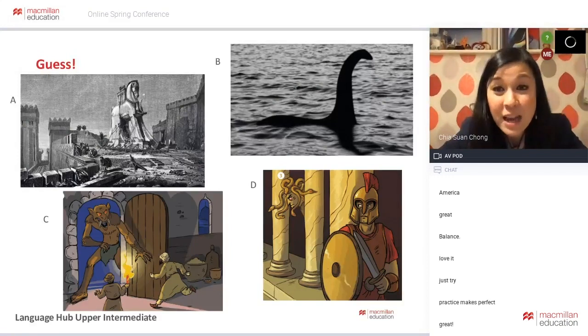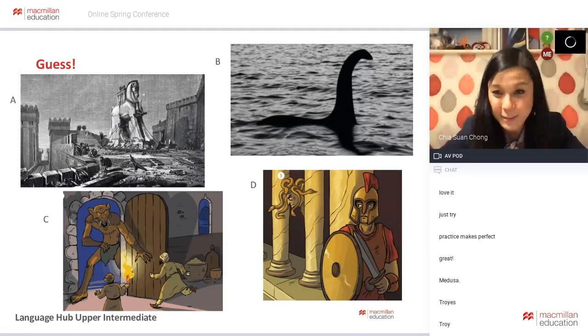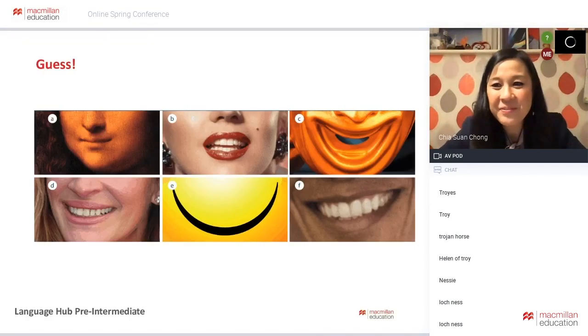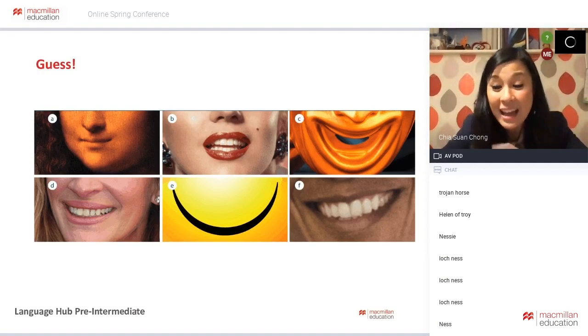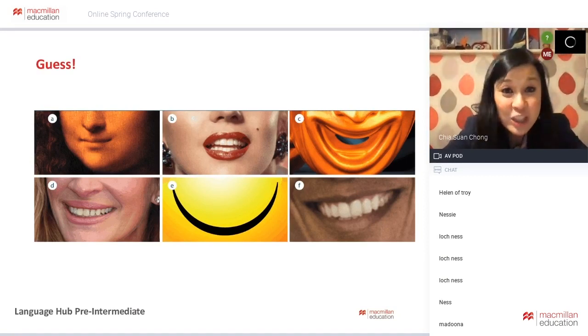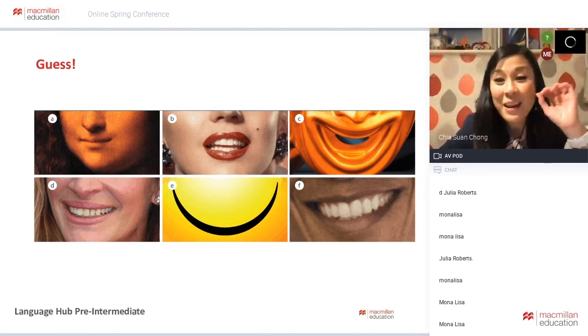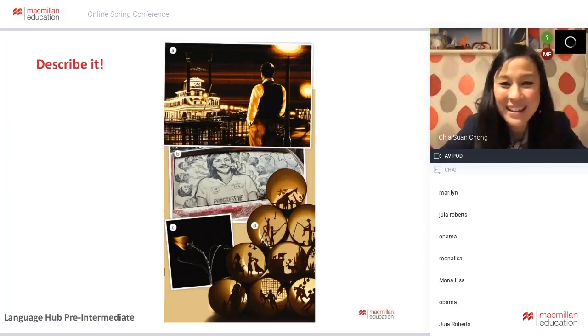And I know I'm running out of time, so I'm not going to make you guess them, but some of you've already got it. Medusa, absolutely. Troy, okay. Absolutely. You got Sinbad there. And Loch Ness. Here's another one from pre-intermediate. Guess whose smiles are these? Isn't it weird that I can actually guess who these people are without even checking the answer key? Julia Roberts. Isn't it amazing how unique her smile is?